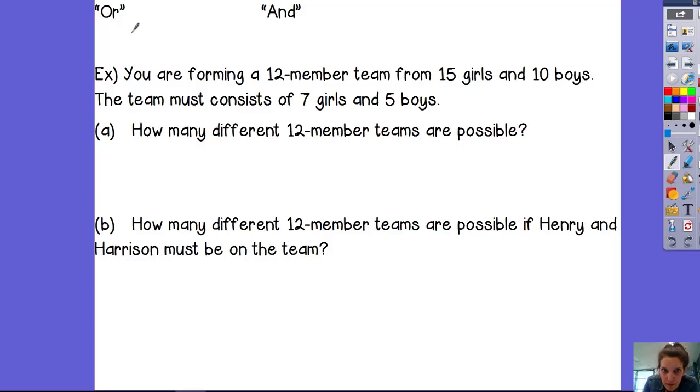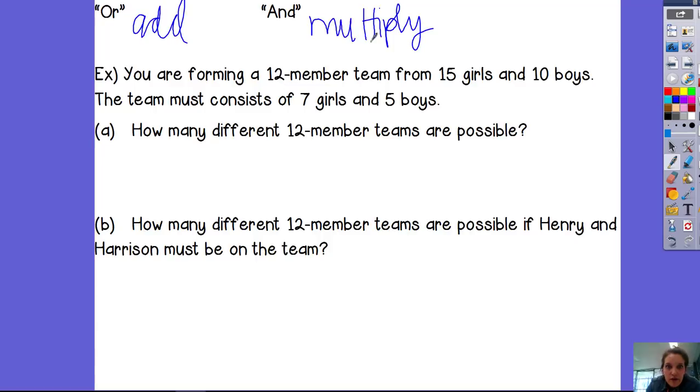So now we're going to talk about more complicated permutation and combination problems where you're going to have multiple things happening. So if you ever have an or situation where it's one thing or another, they can't both happen at the same time, you're going to add. And if you have an and situation where two things could happen at the same time, you're going to multiply.